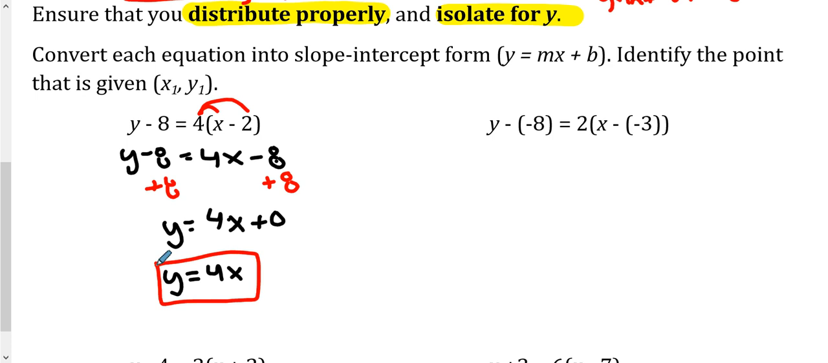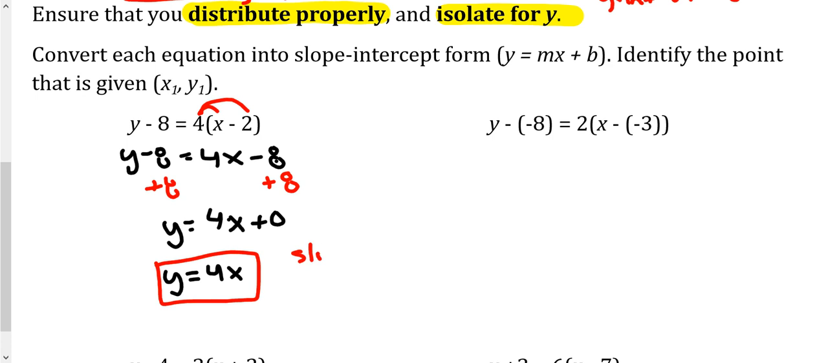And so again, we look at this and we're saying, what does this tell us? Well, we have a slope of 4, which we do from slope point form. And we have a y-intercept of 0. That means we hit the y-axis right at the origin. Right? It doesn't mean we don't have a y-intercept. It just means that it's at a value of 0.